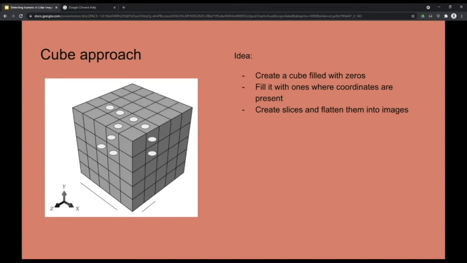But I immediately saw that I'm limited in this approach by the amount of memory that I need, because I got really huge images. And on one hand, I got huge images, but then I also lost a lot of information because some of the coordinates were simply overlapping, and I lost the depth information. And so clearly it was not a good approach.